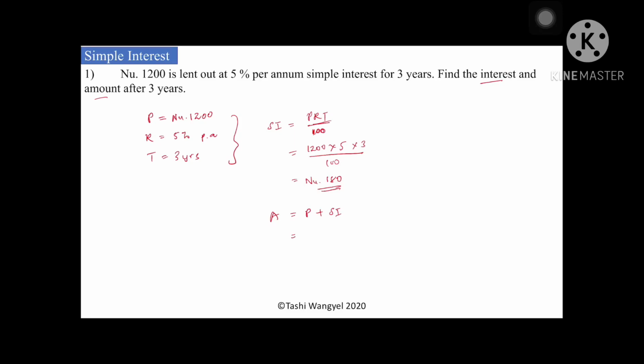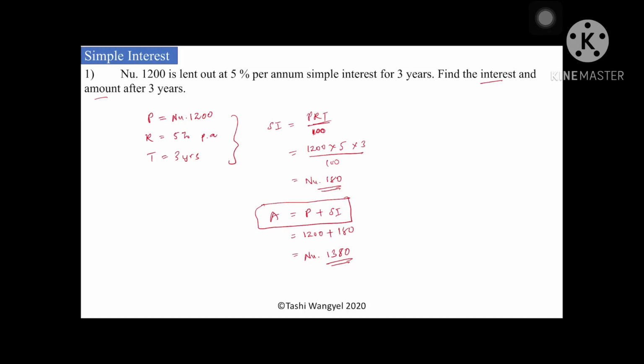Principal 1200 plus interest 180, therefore the amount is 1380. After 3 years, the amount is principal plus simple interest, which is 1380.